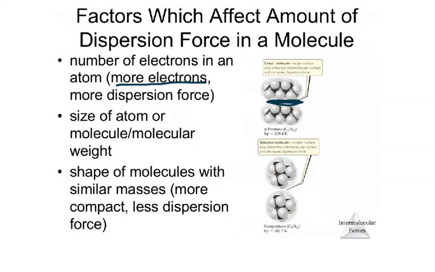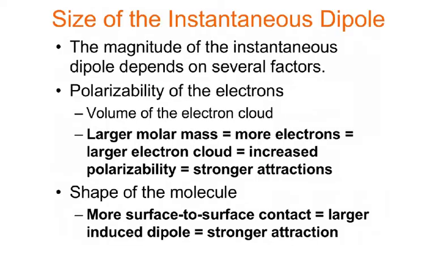When you're more compact, like in the bottom structure here, this spherical molecule is more compact. Notice there's less contact between the molecules. There's less surface-to-surface contact. Now, we're going to see that the stronger the London dispersion force, it's going to have an effect on certain physical properties, and we're going to be looking at boiling point in just a moment. You can already see here that the boiling points are affected differently. Notice that the linear molecule has a much higher boiling point than the spherical molecule. Again, we're going to look at that in just a moment.